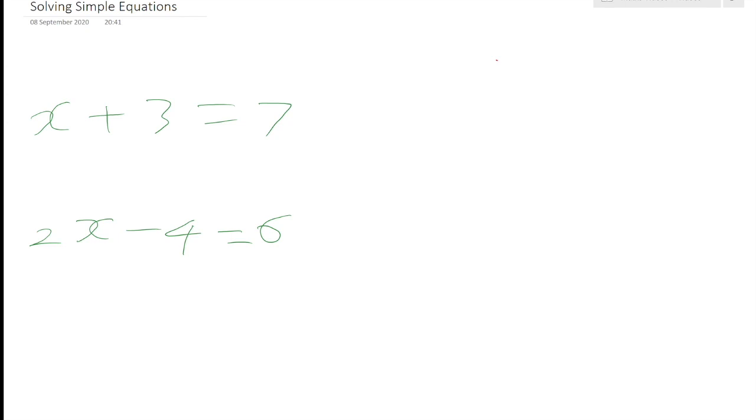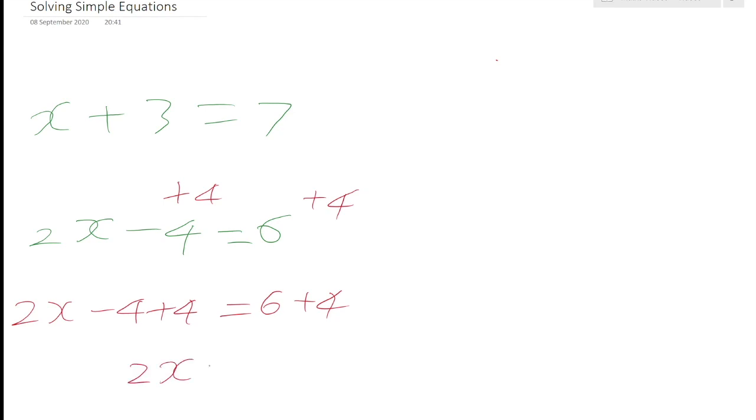So let's now have a look at this second one quickly. We've got 2x minus 4 equals 6. Now, generally, what I want to do is get all my unknowns on one side and all my knowns, or the constants, the numbers, on the other. So to start with, what I can do is to, as we say, carry the 4 across. We add 4 to both sides. So we get 2x minus 4 plus 4 equals 6 plus 4. So the minus 4 plus 4 is 0, so it cancels out. And we get 2x equals 10.